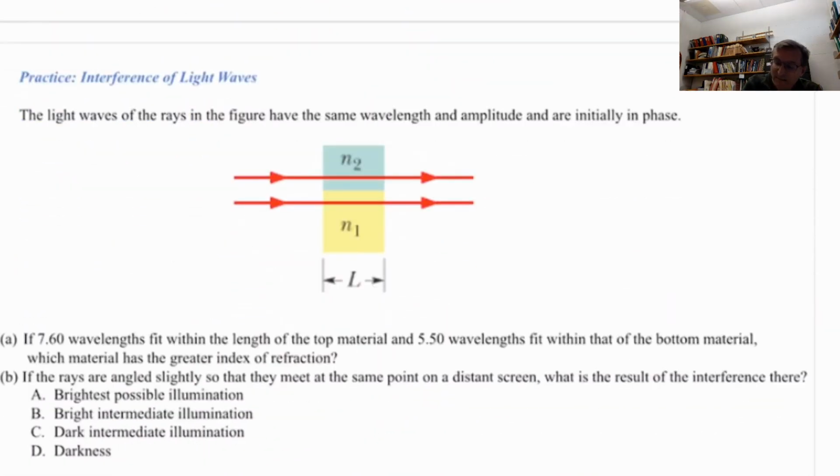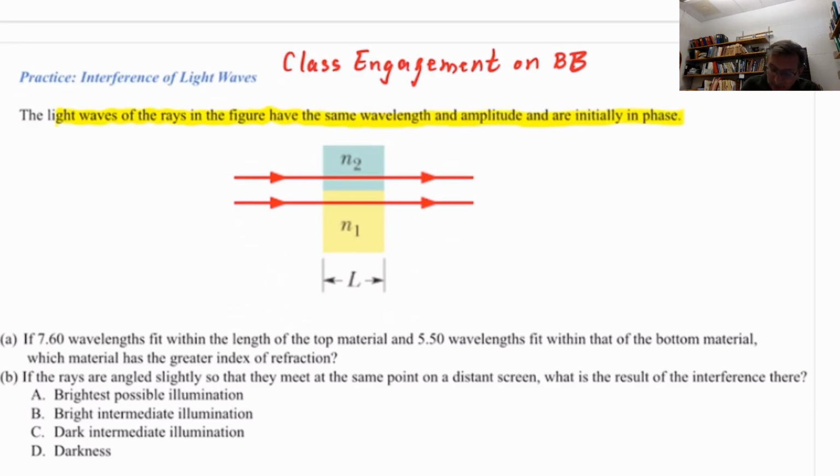Okay, a little bit of practice for class engagement on Blackboard, thinking about this very geometry that I've just been talking about. I've got the light waves, the rays in this figure. They have the same wavelength and amplitude and are initially in phase over here in the air. And they're going to travel through those blocks: index of refraction n2, index of refraction n1, length L. First question. Suppose 7.60 wavelengths fit within the length of the top material, and 5.50 wavelengths fit within that of the bottom material. Which material has the greater index of refraction?